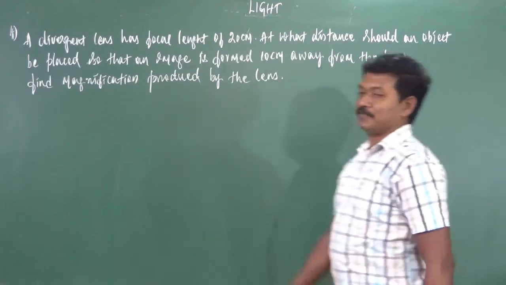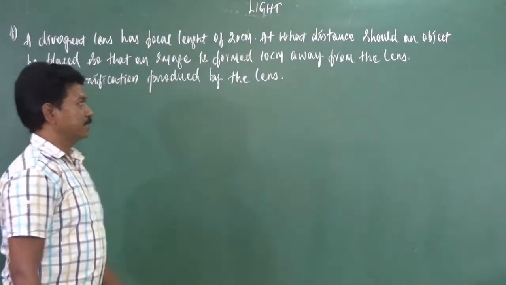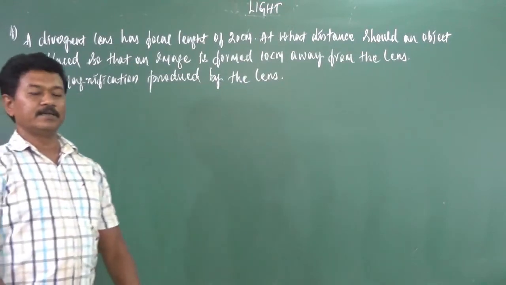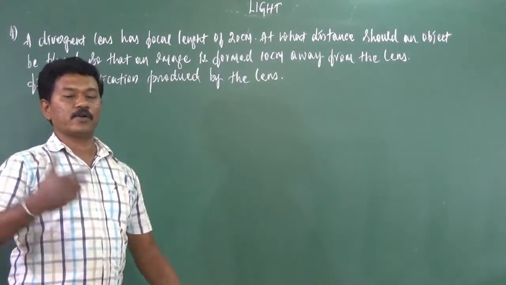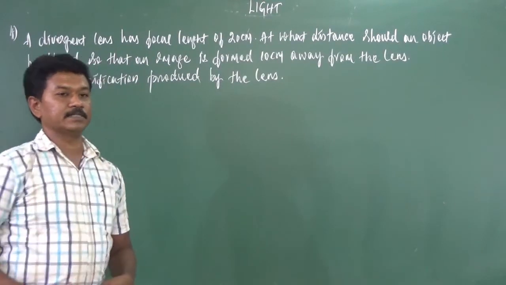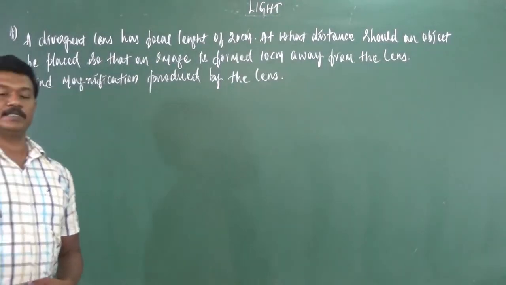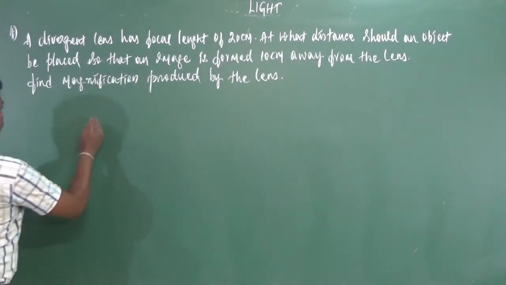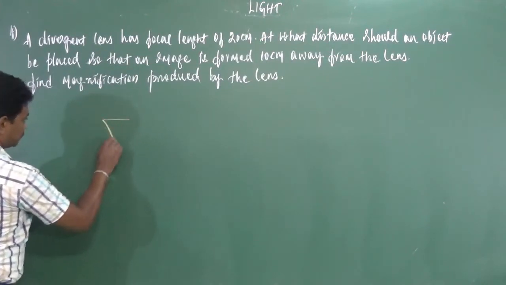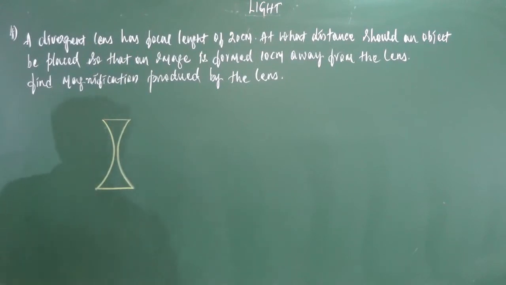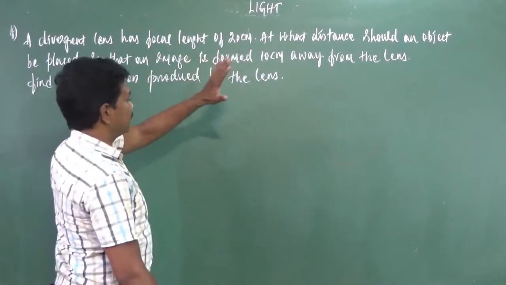Okay, let us get into the fourth problem. Very important, again on a divergent lens. Is a divergent lens a convex lens or a concave lens? Convex lenses are always converging lenses, and concave lenses are always diverging lenses or divergent lenses. Right. So I have a lens which is a diverging lens. A divergent lens has a focal length of 20 centimeters.